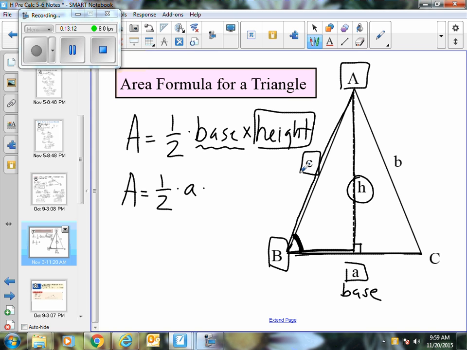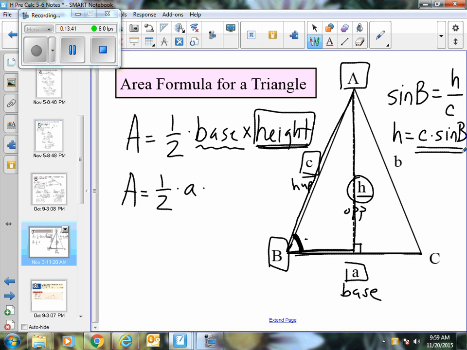What trig ratio in relationship to angle B would use the H and the C? So H is the side that is opposite, and C is the hypotenuse. So which ratio is opposite over hypotenuse? Well, that's sine. So the sine of angle B is equal to H over C. Now I'm just going to solve that for H. So H is equal to C times the sine of angle B. So I'm going to replace height now, which is our H, with what it's equal to, which is C times the sine of B.